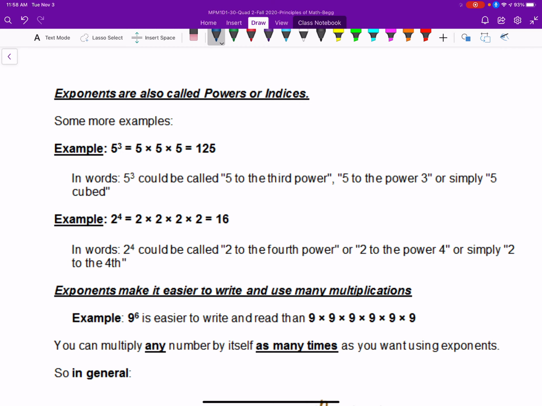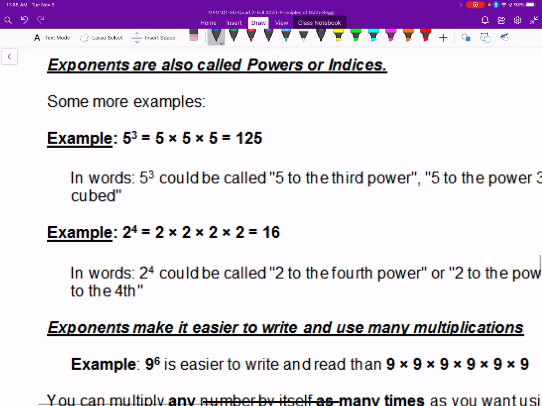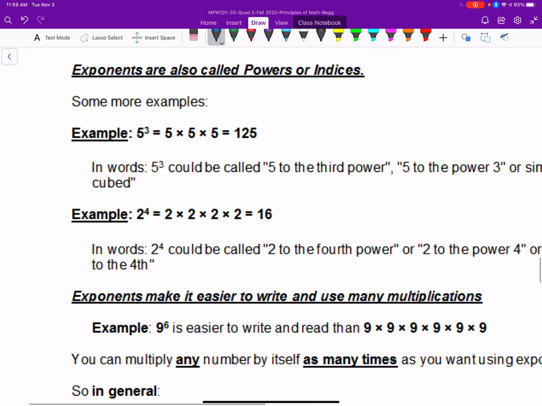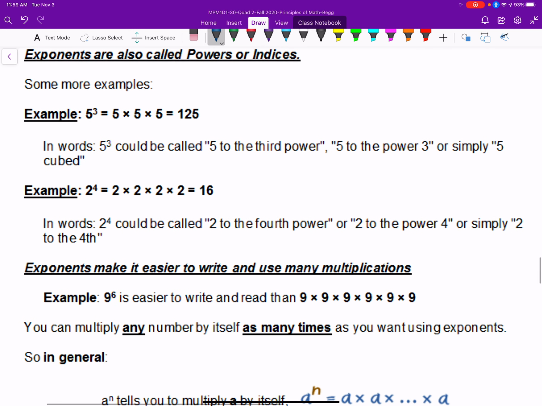Here are some more examples. 5 to the exponent 3, or 5 to the 3, as I'd say for short, means 5 times itself 3 times. 5 times 5 times 5. 5 times 5 is 25, times 5 again equals 125. In words, 5 to the 3 could be called 5 to the third power, or 5 to the power 3, sure, or simply 5 cubed.